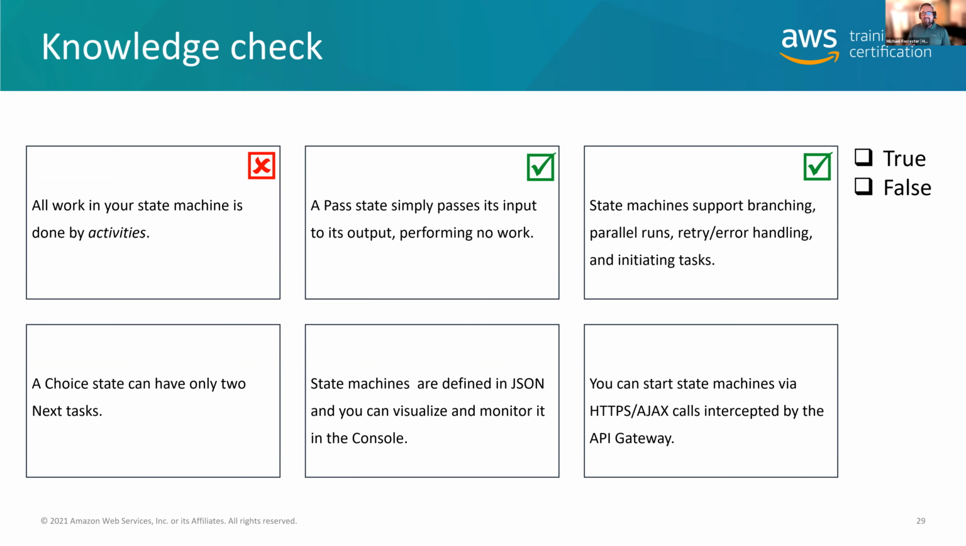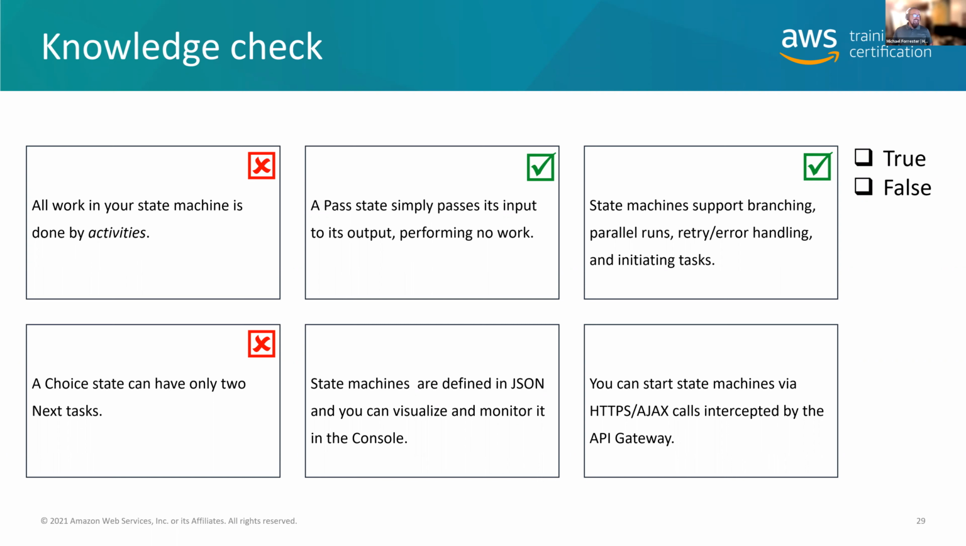Okay, I like this. A choice state can only have two next tasks. Can they only have two options? Right? Two choices. Is that the only thing that they can support, two next tasks? Yeah, that's false. You can have as many choices as you want to support.